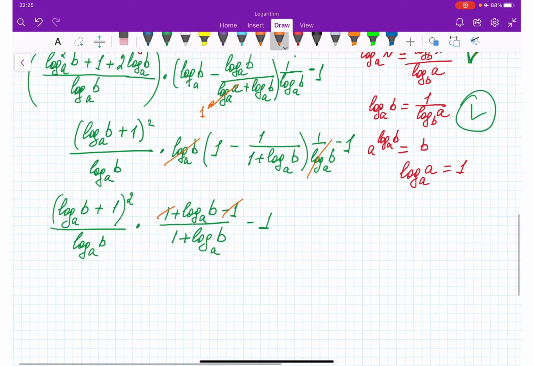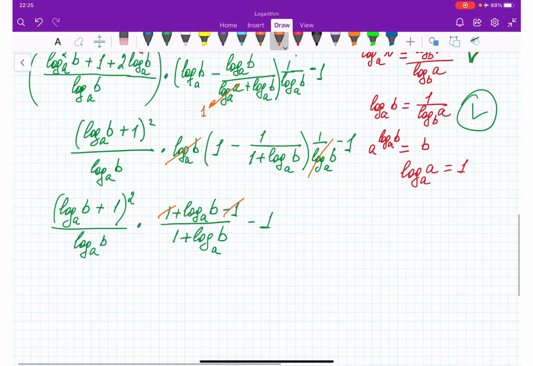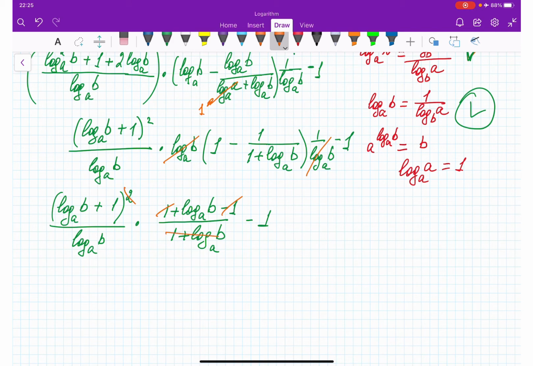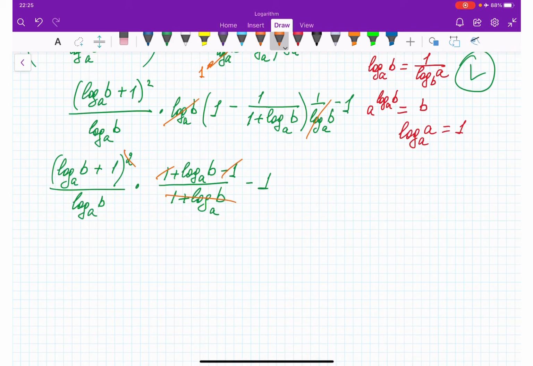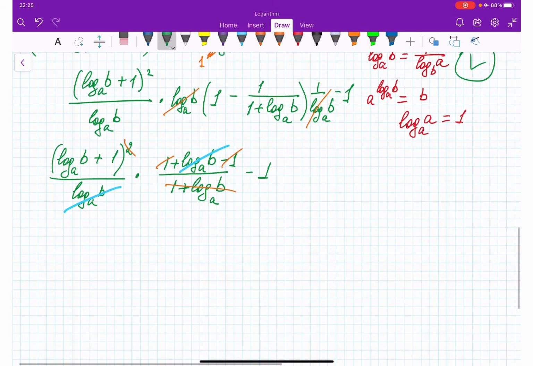What can I do also? I have here logarithm b by base a plus 1 squared. I can cancel this with this, right? What else I can do? I have logarithm b by base a, this one, I'm canceling with this one. And as a result, what is going to be left here? It's going to be left logarithm b by base a plus 1 and minus this one. So it's going to be this piece and a minus this one. And the result is logarithm b by base a.